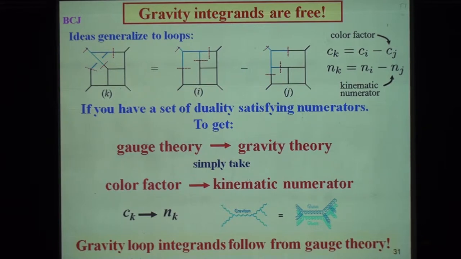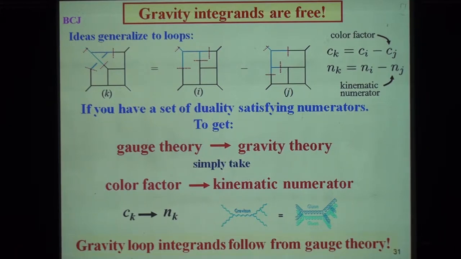Okay, so what are you going to do with this? To really do something with this, you have to go to loops. You can have fun at tree level all you want, but certainly if you're trying to understand quantum gravity, you have to go to loops, because the word quantum is h-bar, so it's loops. It turns out that this idea I just showed you generalizes very straightforwardly to loop level. Again, there's a set of numerators for these diagrams. There's a set of color factors. And this is all at the integrand level, before you do the integral.